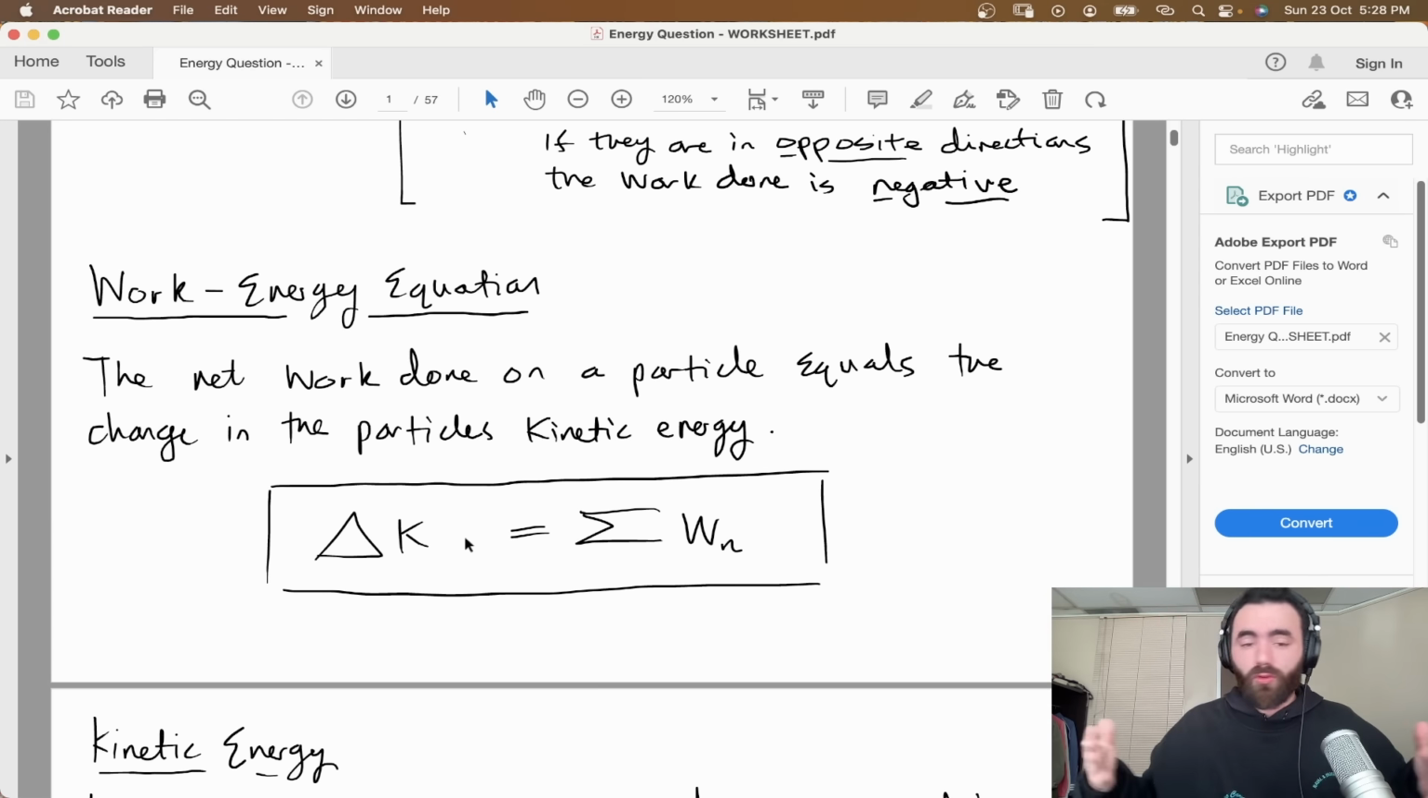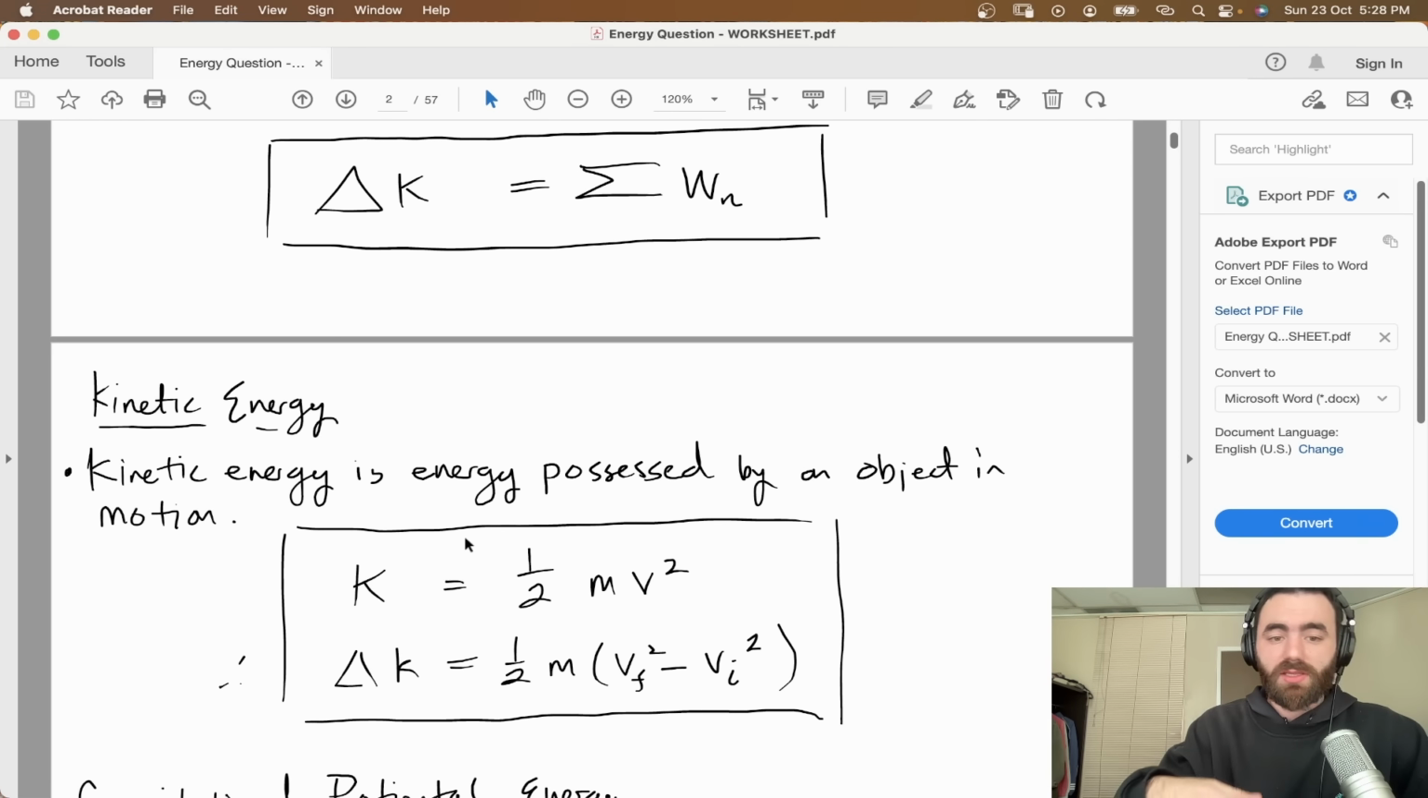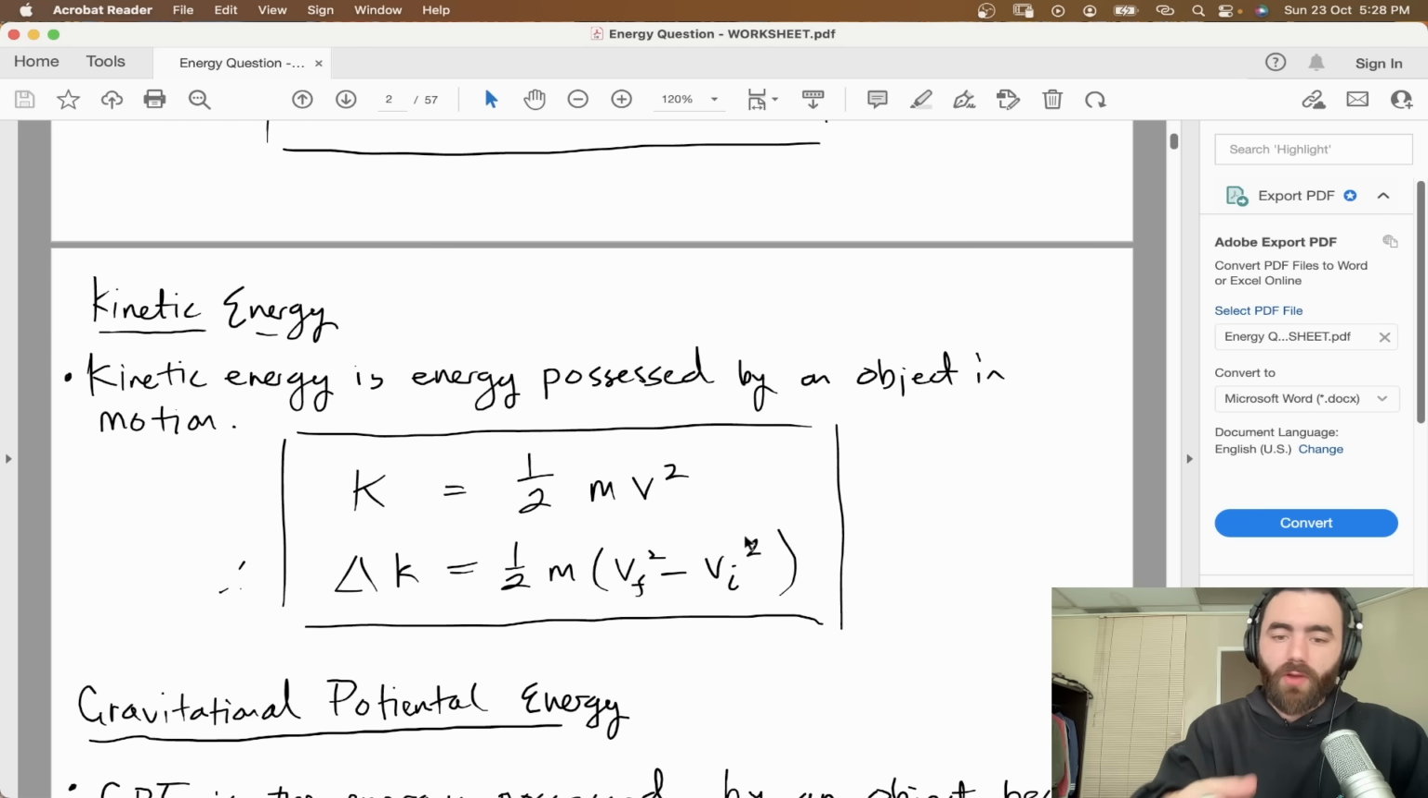It applies for all particles or objects. It's a very powerful equation. You'll see how powerful it is when we use it. Kinetic energy is the energy possessed by an object in motion. This equals half mv squared. And obviously the change in kinetic energy will be the final minus the initial.